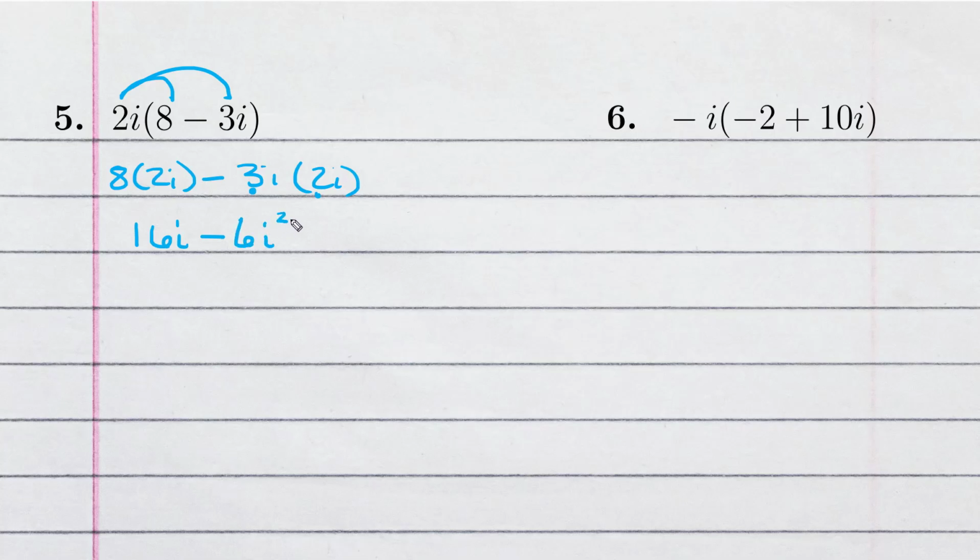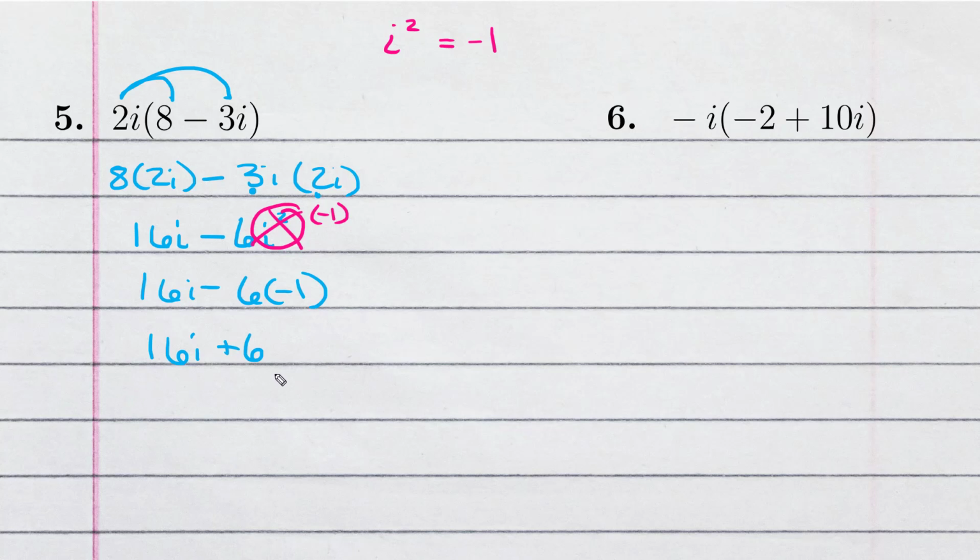i times i is i squared. Now we have an i squared. So i squared becomes -1, going back to remembering how we worked last time. So i squared, anytime you see that, you can replace that with a -1. And so we have 16i minus 6 times -1. 6 times -1 is going to make that a +6.